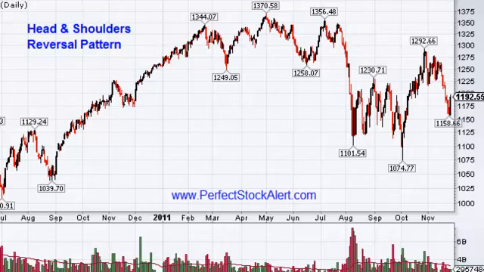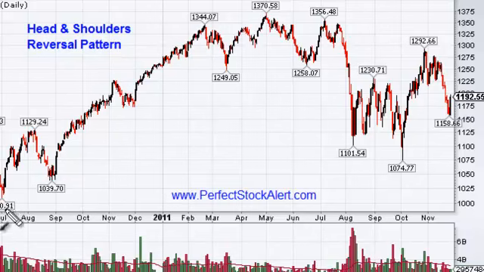The first thing to note about a head and shoulders reversal pattern is that it's a reversal pattern. It's a sell signal, and it only forms after an uptrend. It has to be an uptrend before these things develop. Typically 3 to 6 months would be the uptrend's duration before you actually see this. So if you're looking at a chart that's in a downtrend and you think you see a head and shoulders reversal pattern, that would not be accurate. It has to be in an uptrend.